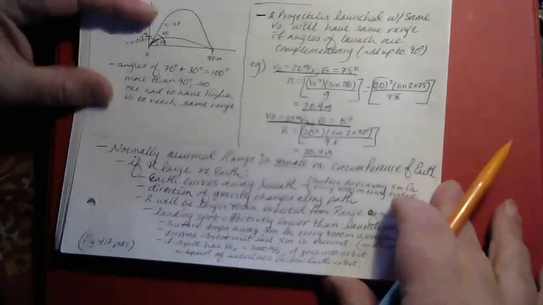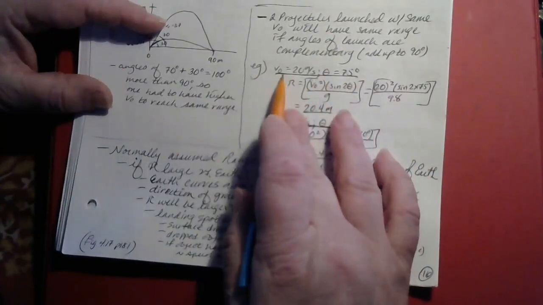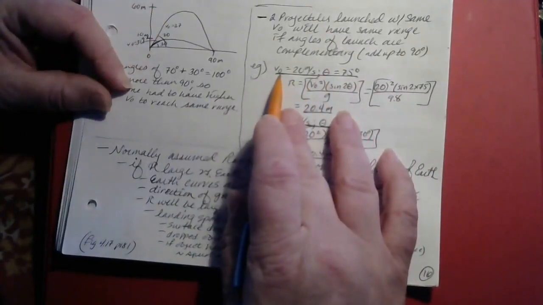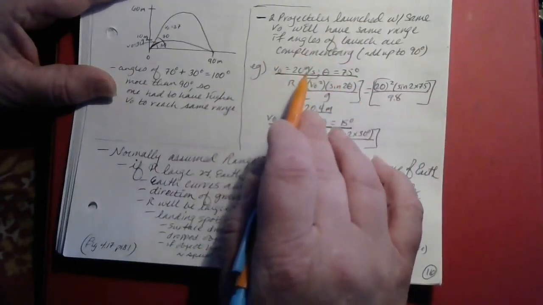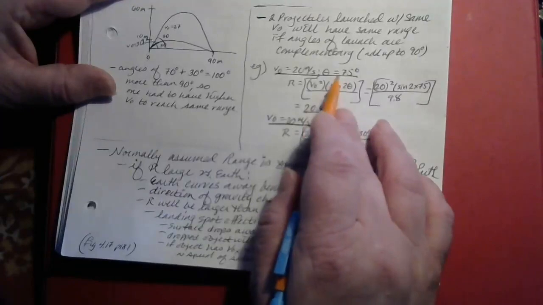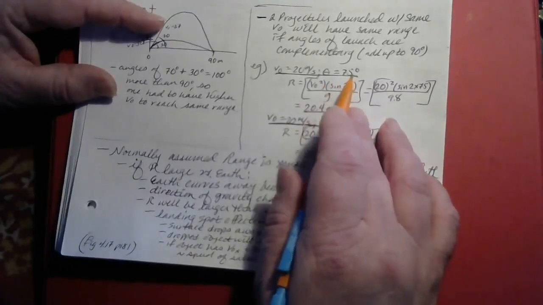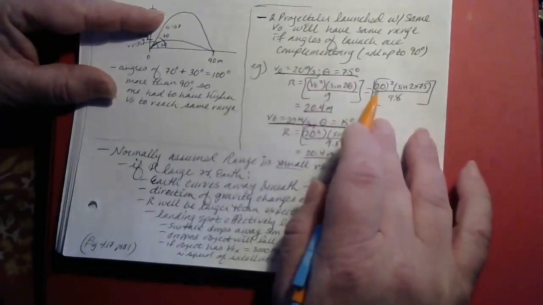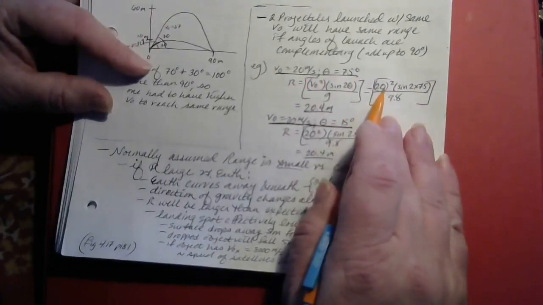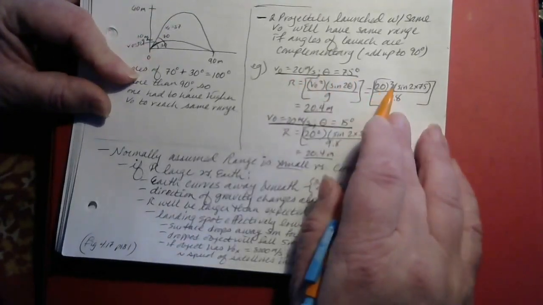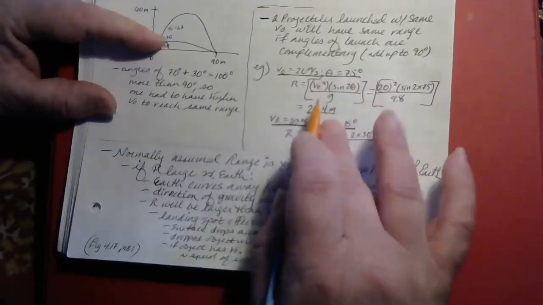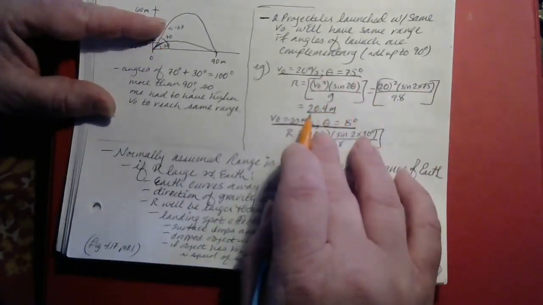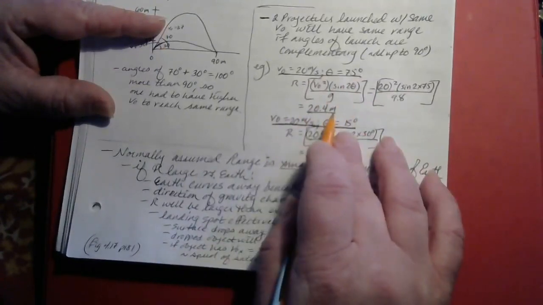But just to illustrate that point, if, say, you were launching a projectile of any kind into the air with an original velocity in the direction of launch of 20 meters per second and an angle of, say, 75 degrees, and you work out the range, the original velocity, so it's 20 squared times the sine of 2 times 75 over 9.8 for g, and it works out to 20.4 meters.